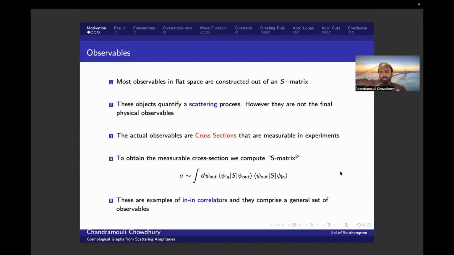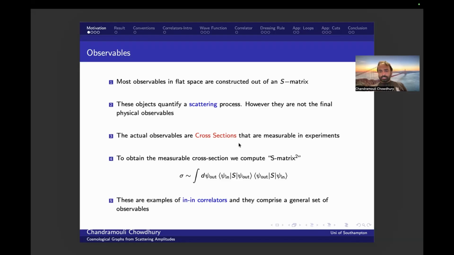Excellent. So let me start with some very brief motivation. As all of you know, in flat space, most of the observables we construct are done out of what's called an S matrix. And these objects quantify a scattering process, which is really one of the most basic things we can think of. However, the S matrices that we like to work with are often not the final physical observables. The actual observable that we like working with are things called cross sections. And those are the things which you can actually measure in experiments.